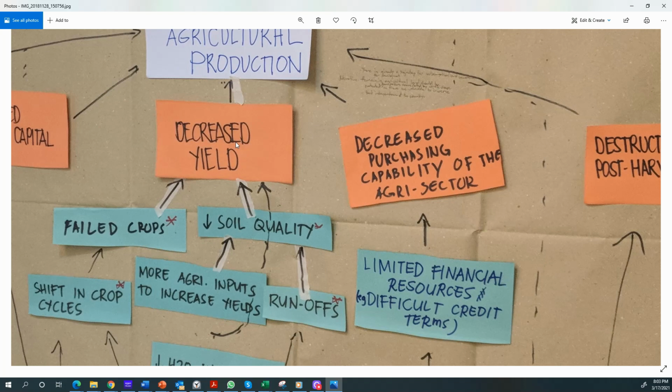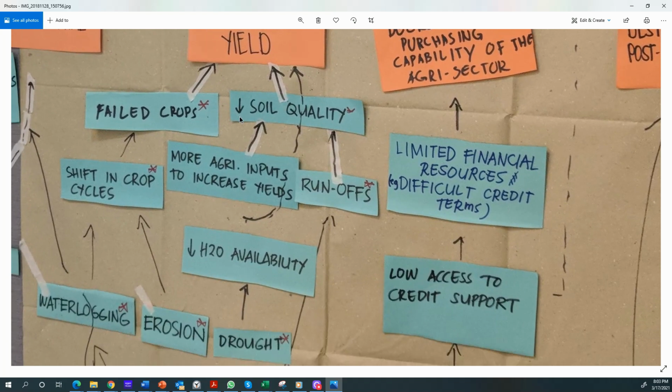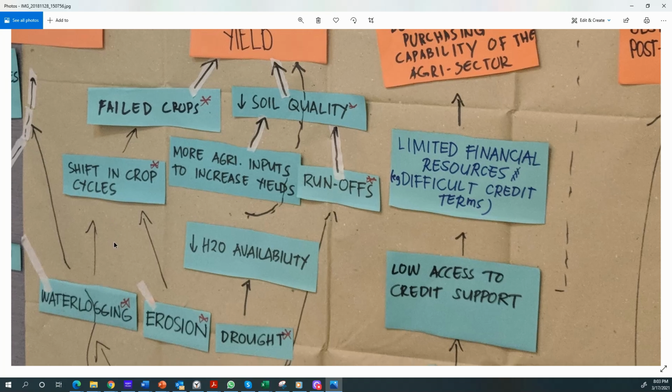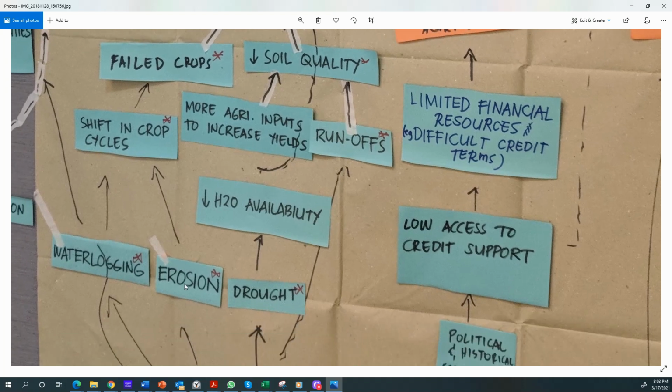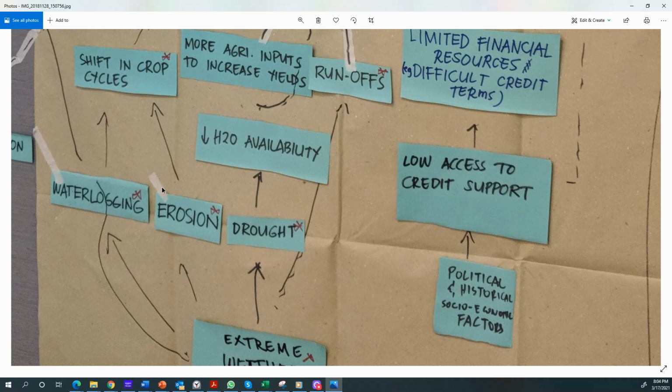With decreased yield, we get to failed crops and decreased soil quality. Why do we have failed crops? Well, because of shift in crop cycles. Why do we have a shift in crop cycles? Because of waterlogging and erosion. Why do we have waterlogging and erosion? Because of extreme weather events. So you can see that this problem tree traces all the way back to climate change, physical processes. So that's good. We've got an impact chain that's been integrated into the problem tree here.